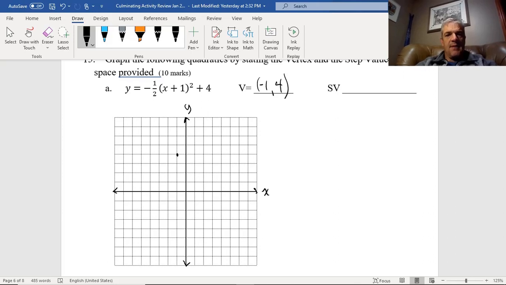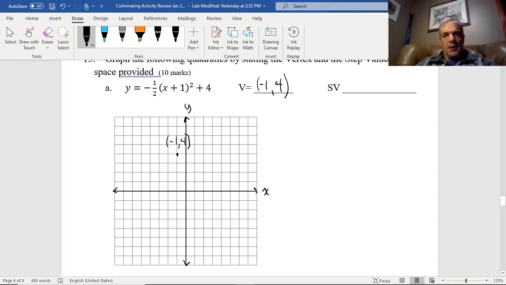I see that my a value is negative 1, so I know it's going to open down. So I will often label my vertex on top then, get it done right away so it's out of the way, and then I will go over here and do my step values. So this will be, if you want, you can write 1, 3, 5, 7, and then I'm going to start multiplying by negative 1/2 because that's my a value, okay?